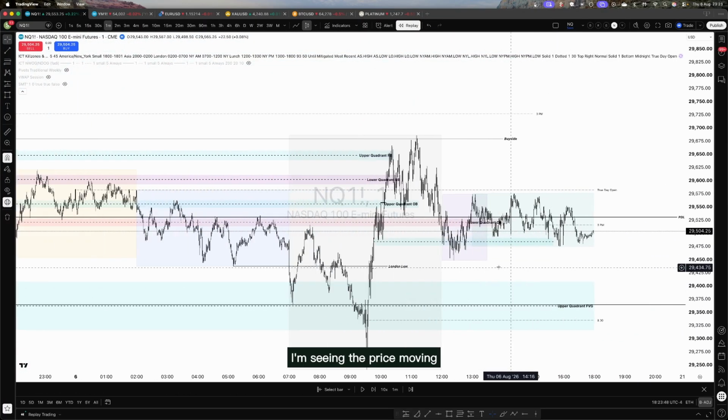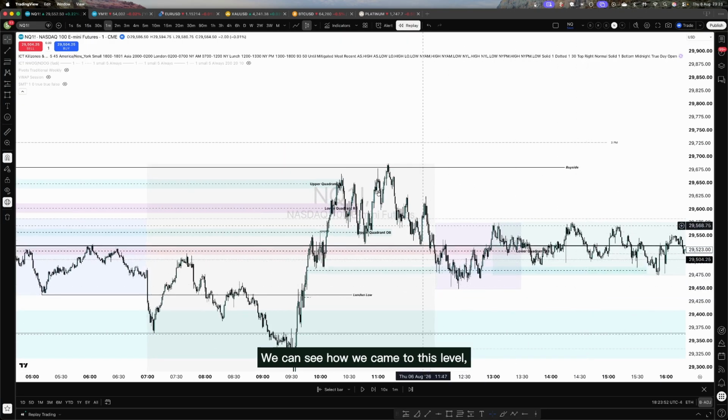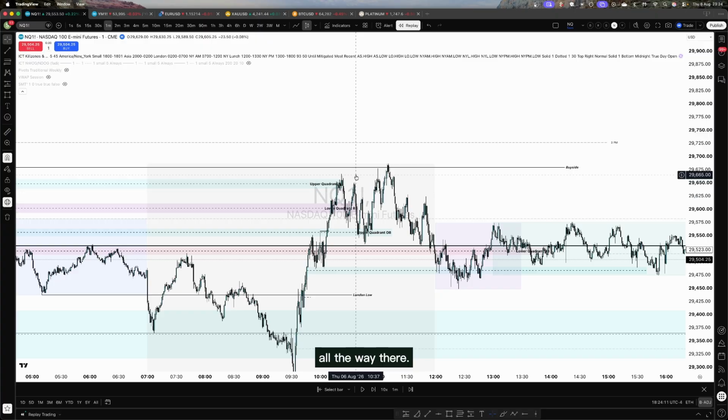I'm seeing the price moving from one level to another level. We can see how we came to this level, moved into this level, then came back within that level, and then again we drop down here. It's like a ladder, okay? It's an intricate ladder where market is moving from one place to another all throughout my levels. We can see that from the previous day high all the way there, and then eventually hitting target of buy side liquidity.